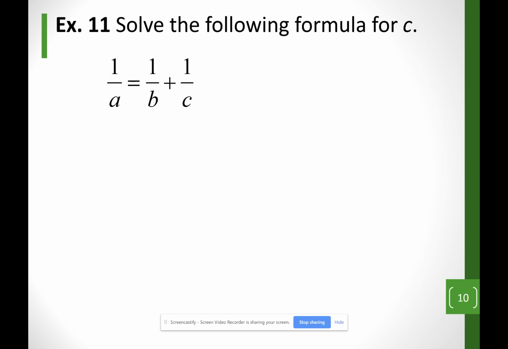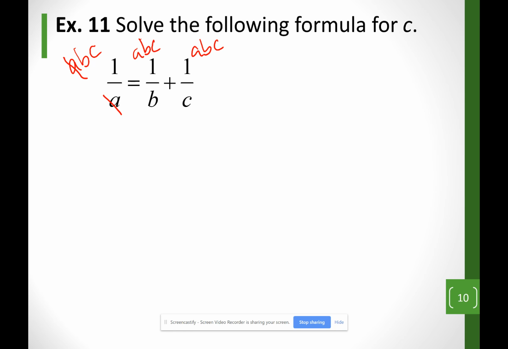Now here, let me get rid of fractions by multiplying by the least common denominator. I see my denominators a, b, and c. So I'm going to say a times b times c. I'm going to multiply each fraction by a times b times c. Looking at my first fraction, the a's cancel out. So bc times 1 on the top, I have bc.